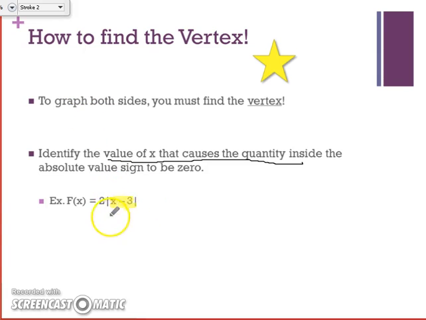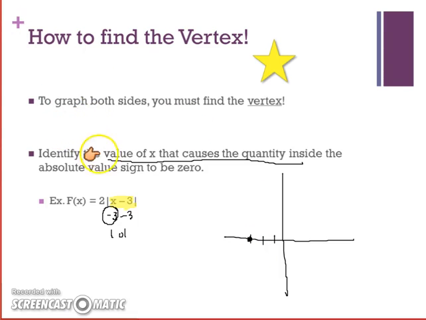So x minus 3. If x were a negative 3, and I subtracted 3, that's when it's going to equal 0. So in this case, that's where my vertex is going to be. So on a graph, if x is negative 3, it's going to be on my axis at negative 3. This is going to be the vertex of that graph. So find this point first. Find that vertex first. And to find the vertex, you want the value inside the absolute value bars, just what's inside here, to equal 0. Once you figure out where it equals 0, that's where it crosses your x-axis.